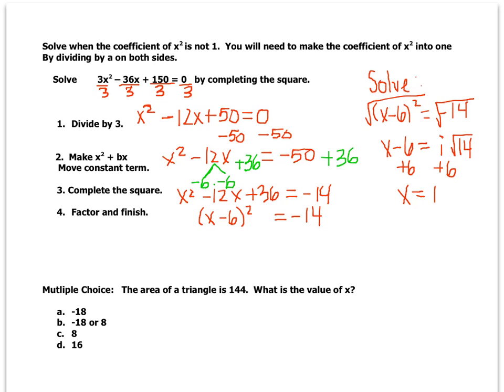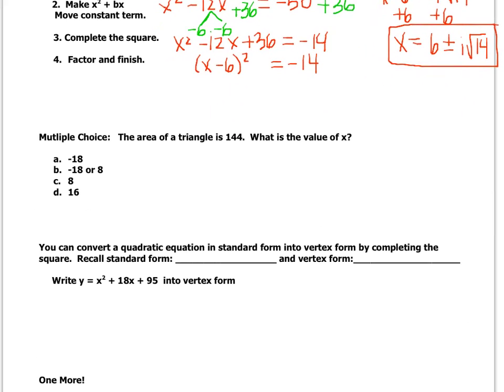So x equals 6. Now, when I take that square root, one thing I didn't put was my plus or minus sign. So it's 6 plus or minus i times the square root of 14. And there are my two answers. I'm going to leave it just like that: 6 plus or minus i times the square root of 14.